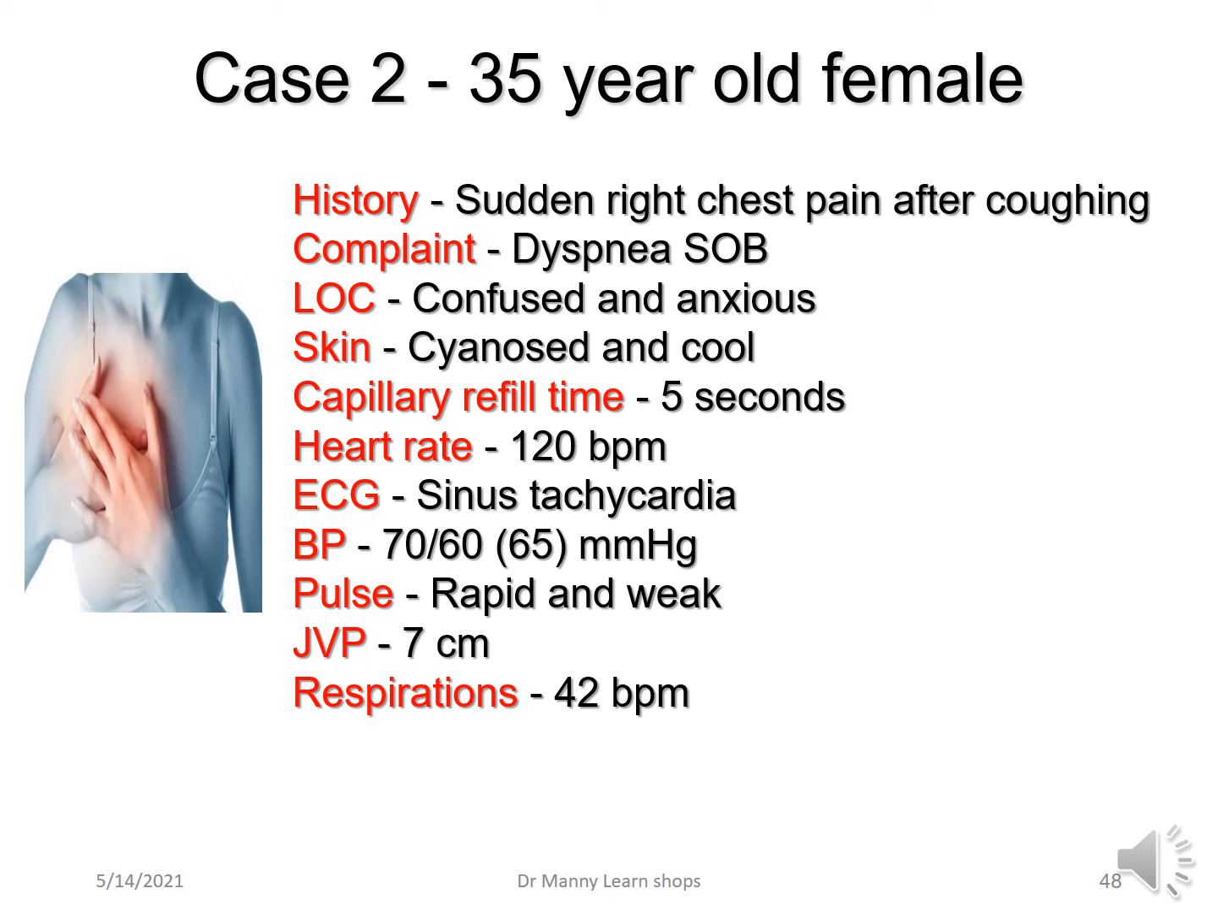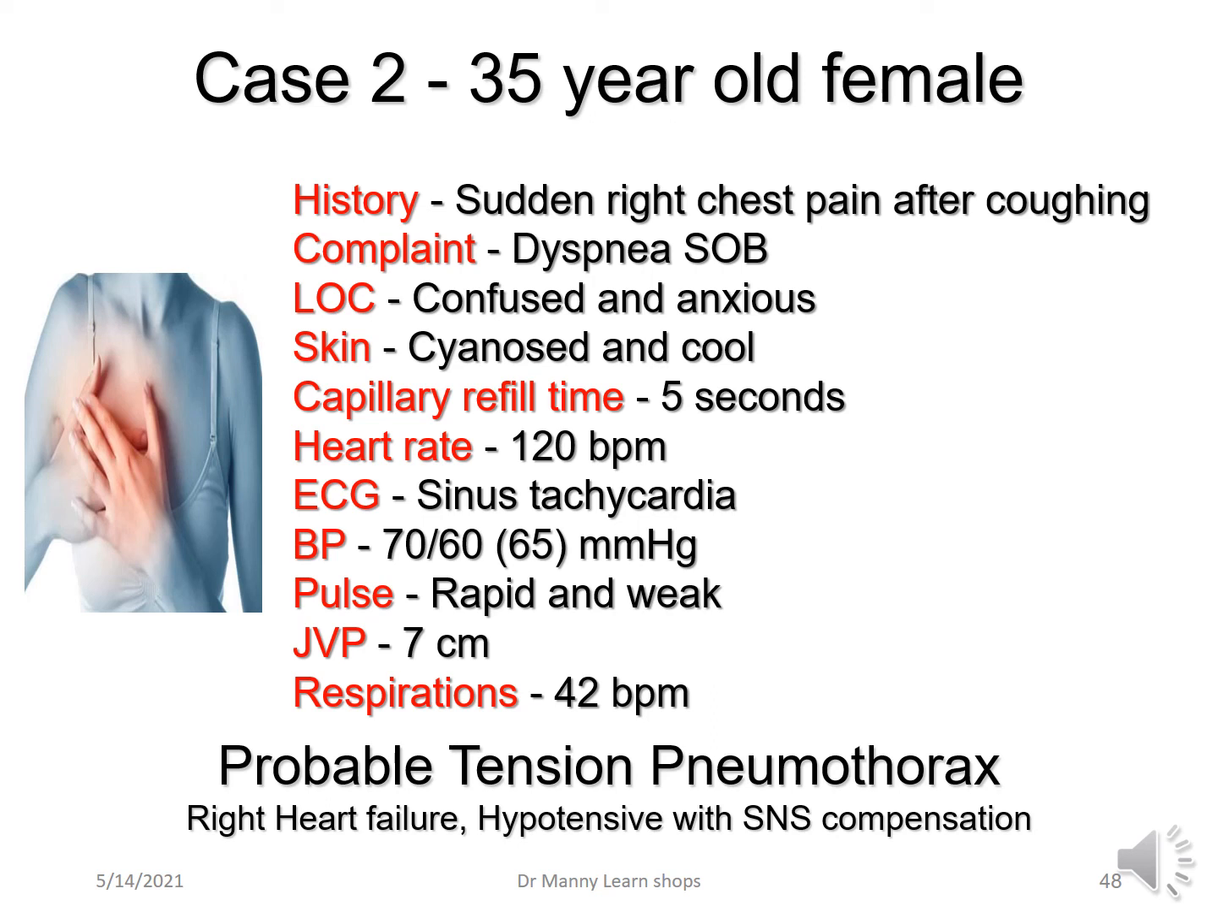What could be a probable reason why she's demonstrating all these things with her non-invasive parameters for measurement? Well, she probably has developed a tension pneumothorax, which is indicated by right heart failure. She's hypotensive and she has sympathetic nervous system compensation.